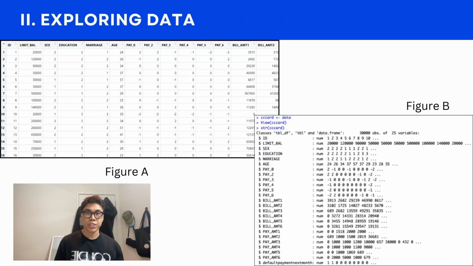So in the second section, which is to explore data, as you can see in figure A, we already import the data set into our environment. In the dataset, you can see that we already removed the first row by using Excel because for us, the first row is really not necessary. In figure B, we can see the structure of our dataset by using the function str, which stands for structure, and we can see that the data type of all the variables in our dataset is numeric.